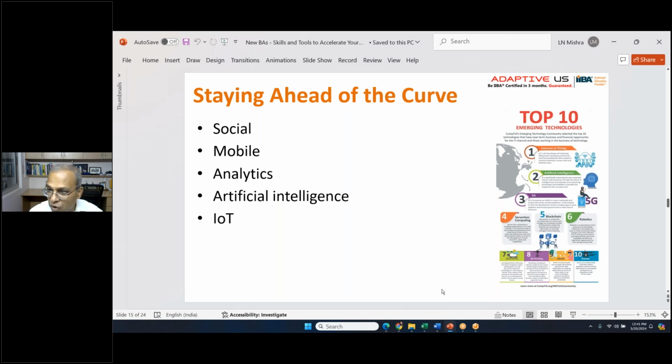Mobile is giving us a lot more capabilities today. It gives us location ability. It makes us understand where our customer currently is. So a lot of use cases can be created.